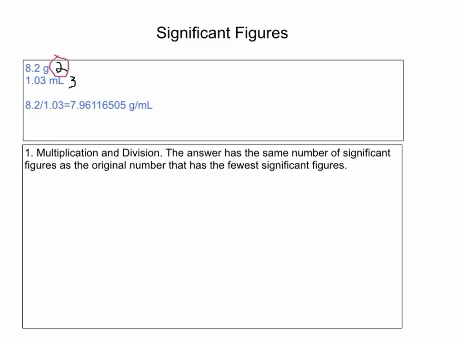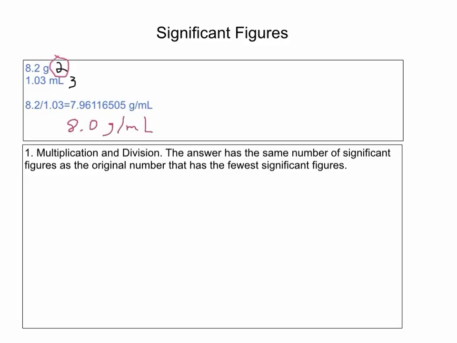So we look at our answer, and we're going to find the first significant number reading left to right. So the first significant number is 7, and then we want two significant figures. So our second significant figure would be 9, and we round to that number. The next digit is a 6, meaning we have to round up, and our answer with two significant figures becomes 8.0 grams per milliliter. Again, not forgetting the unit.